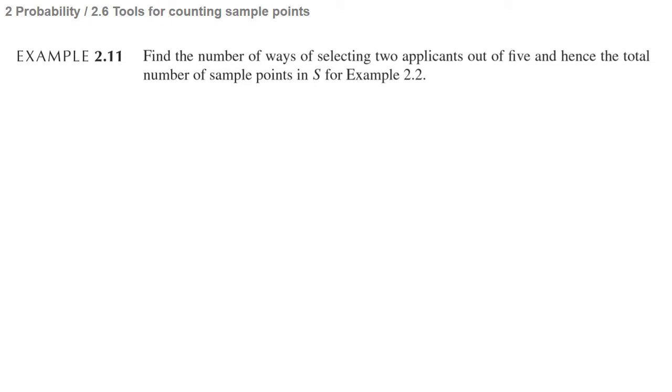Okay, let's move on to example 2.11. Find the number of ways of selecting 2 applicants out of 5 and hence the total number of sample points in S for example 2.2. So in example 2.2, we selected 2 applicants among 5 people. So it's 5 choose 2. And 5 choose 2 equals 5 factorial divided by 2 factorial times 3 factorial, and the result is 10.